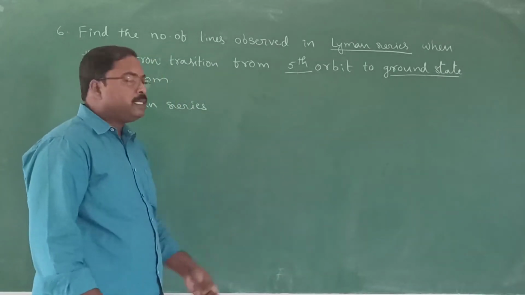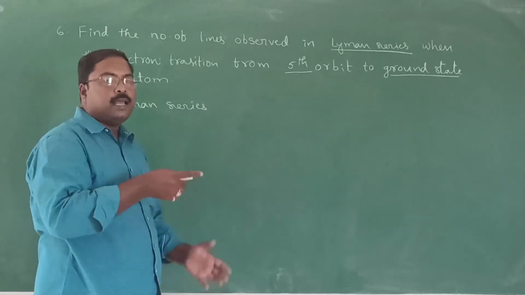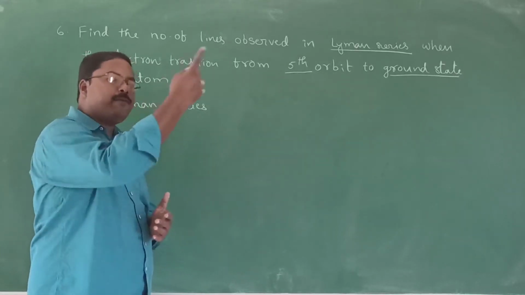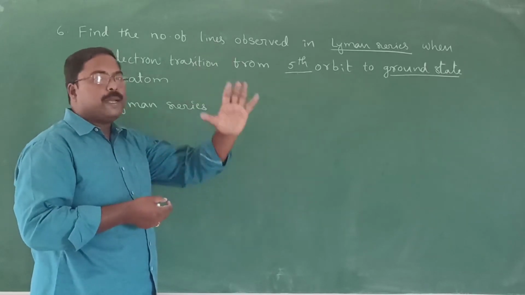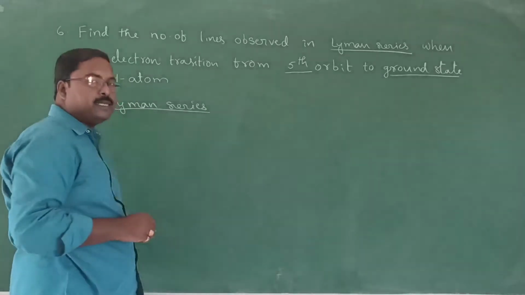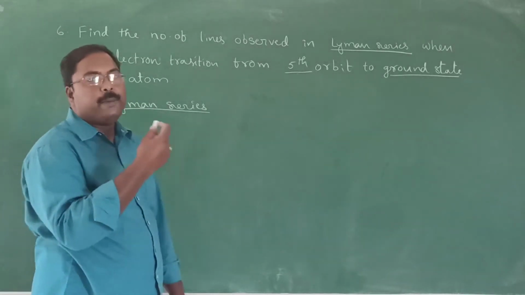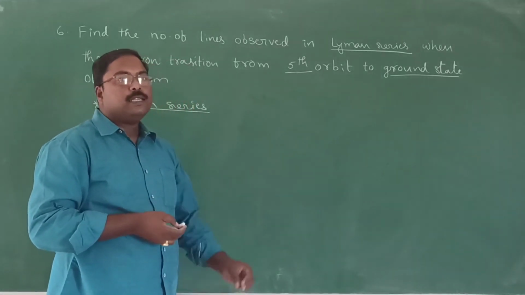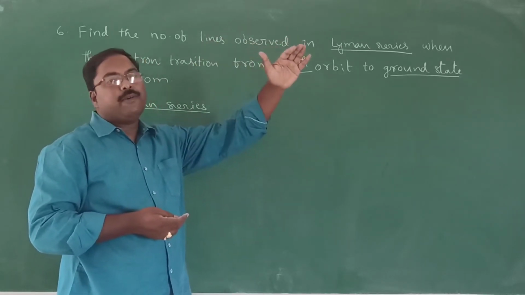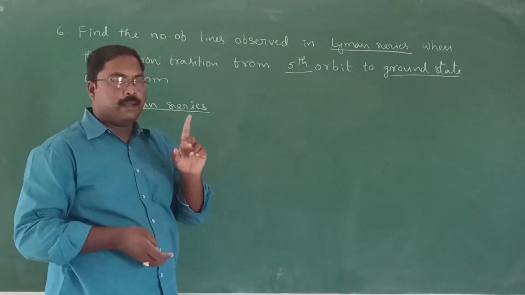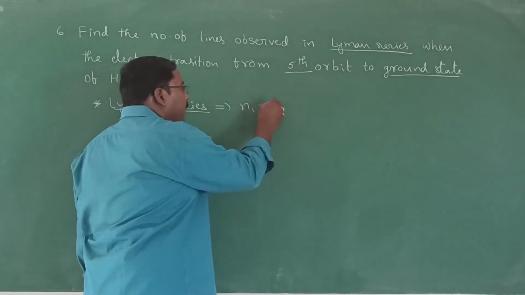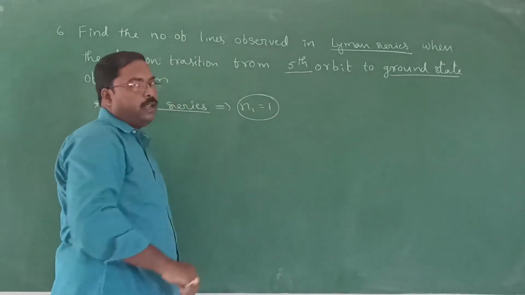Right, Lyman series means we know the first series. Lyman, Balmer, Paschen, Brackett, Pfund, even Humphrey also. Out of the spectral series, the first series is the Lyman series. What is meant by Lyman series of spectral lines? The spectral lines observed when the electron jumps from any higher level to the first orbit. So in the case of Lyman series, n1 is 1.